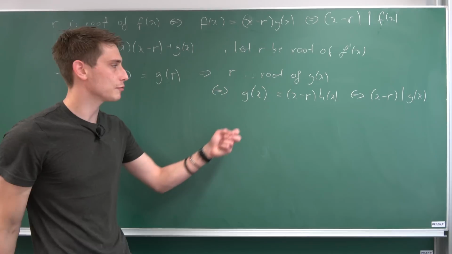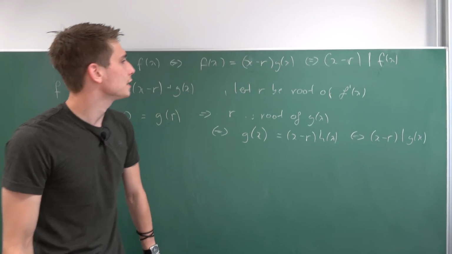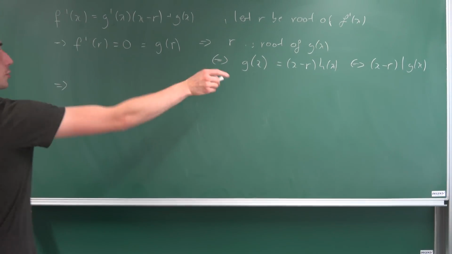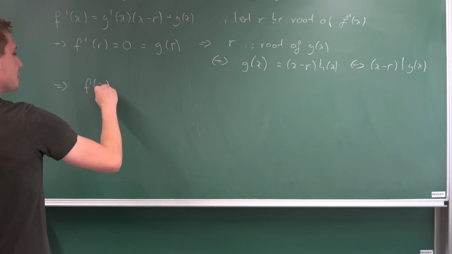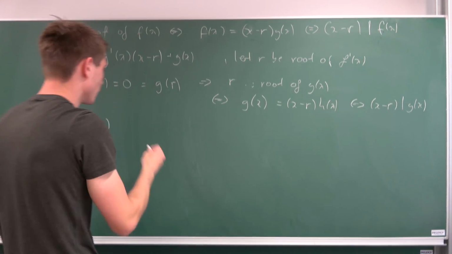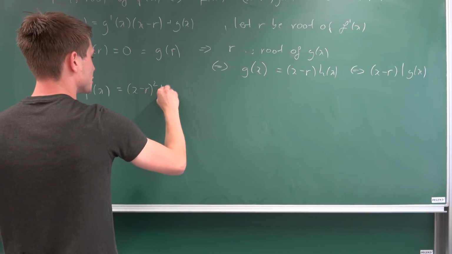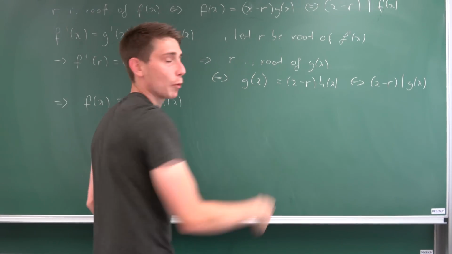And now we have a proper definition for our g of x that we can plug into our original equation right here. So that also means that f of x is now, well, this is going to be squared, so (x minus r) squared times h of x. Just plugging this information in.